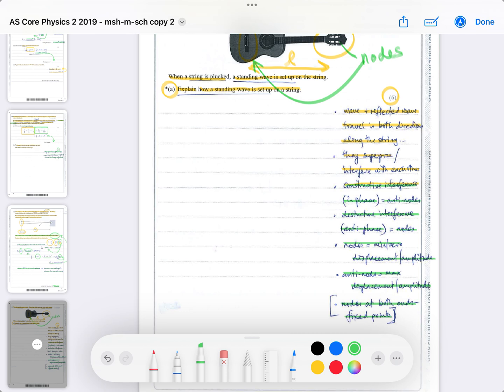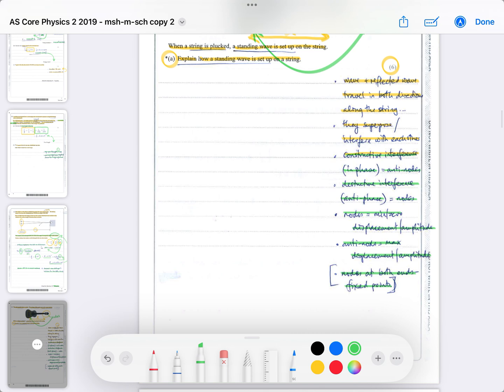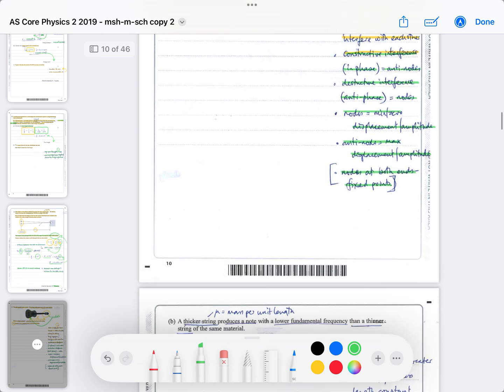I have 2, 4, 6, and 7 points I've made. So if I wrote these out in a clear, lucid fashion to explain how standing waves are set up, hopefully a lot of these points will be on the mark scheme. Okay? So you get 4 marks out of the 6 just for mentioning the correct terminology and the content, and then they'll give you 2 marks for the clarity and the reasoning and how you linked your points together. A bit like I just did by speaking.